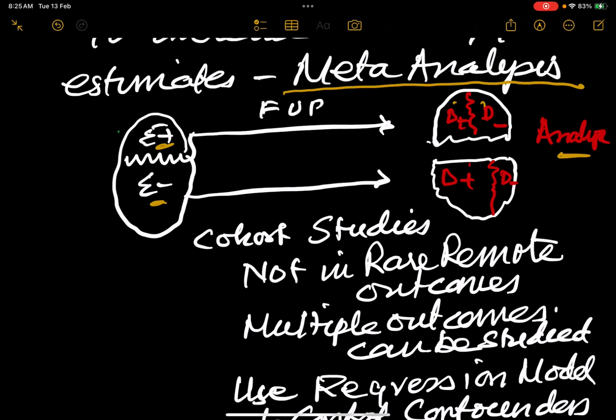But these cohort studies are not possible in rare and remote outcomes, because you cannot take 10,000 exposed and 10,000 unexposed to smoking and wait for 10 years to find out how many developed lung cancer. So cohort studies are limited to short-term outcomes and common outcomes, like raised blood pressure in pregnancy. In 9 months, you will get the outcome.